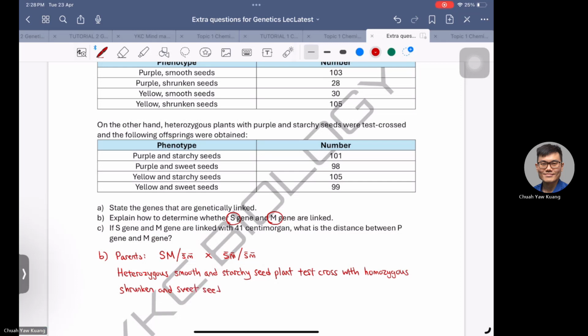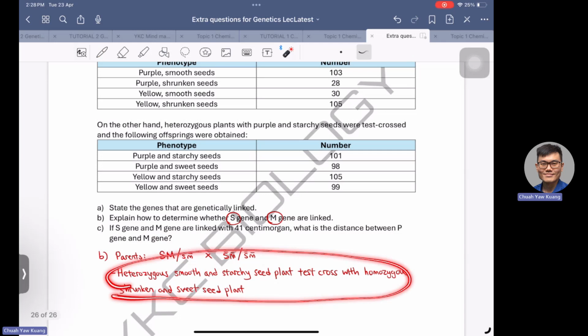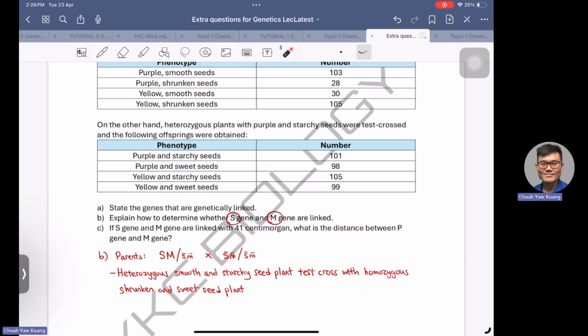Seed plant. So this is what you should do. You should do the cross first. You should do the test cross first. Okay, so after you do this test cross, then again, we do the same thing.